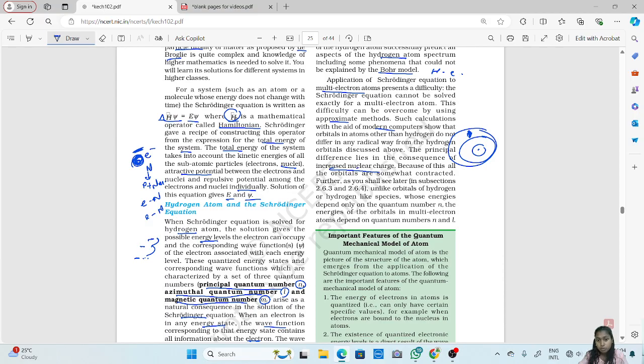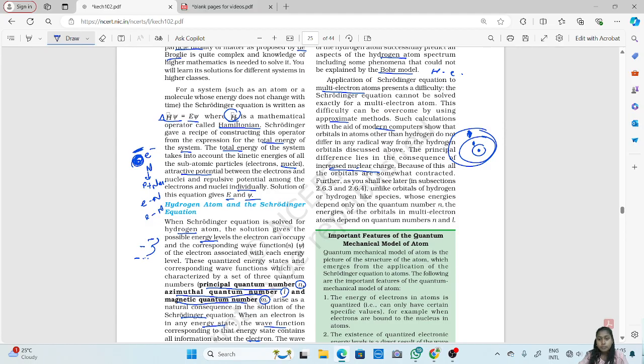Because all these orbitals are somewhat contracted, there will be a push and pull between the electrons and the nucleus, right? That will lead to the size difference in the orbits, or the gap between the orbits. This is mainly because of the increased nuclear charge.